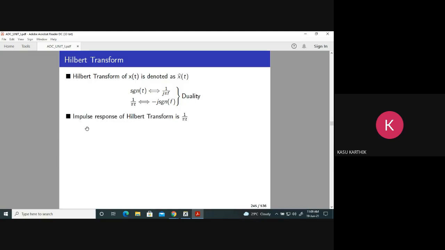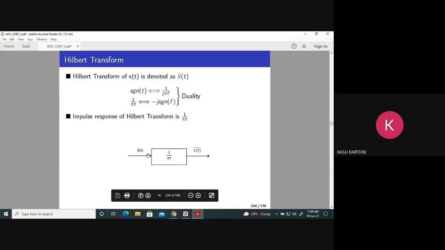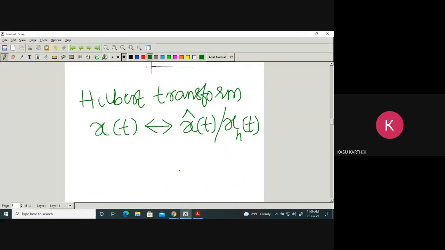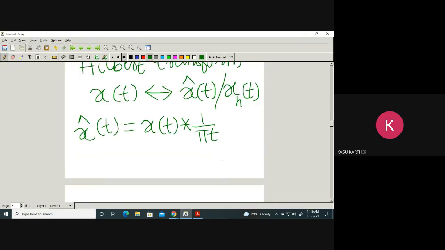Now the impulse response of the Hilbert transform is 1 by pi t. This is what the Hilbert transform is. If you pass x of t through this filter or system with impulse response 1 by pi t, you get x hat of t. The Hilbert transform is defined as x hat of t equal to x of t convolution 1 by pi t.